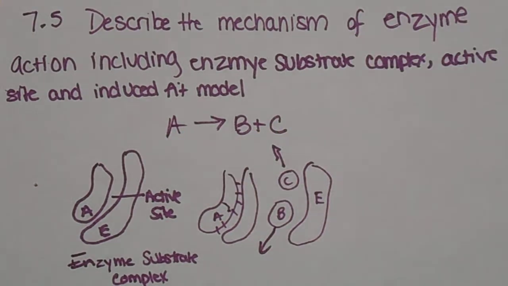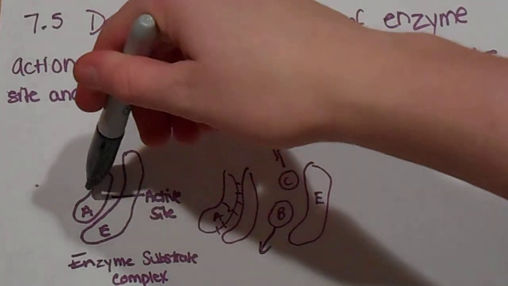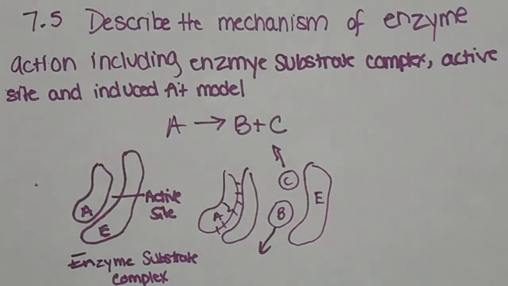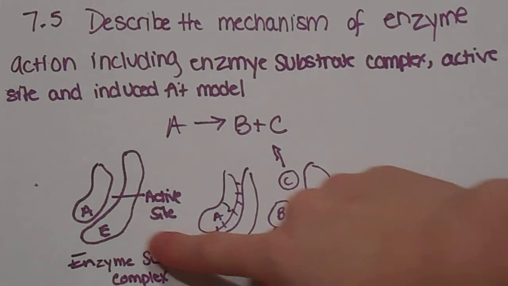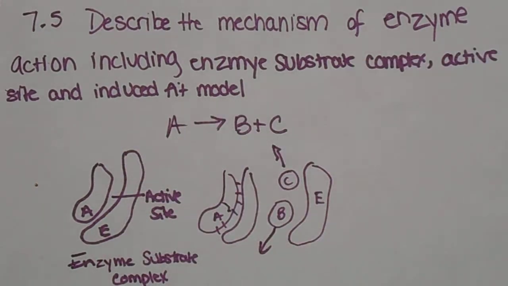So the way that that would happen is that the A and the enzyme would find each other because of the way that they're compatible for each other, because of the R groups along the enzyme, specifically along the place where the substrate would come in and fit with it, and that place is called the active site of the enzyme, so the place where the substrate and the enzyme fit together.